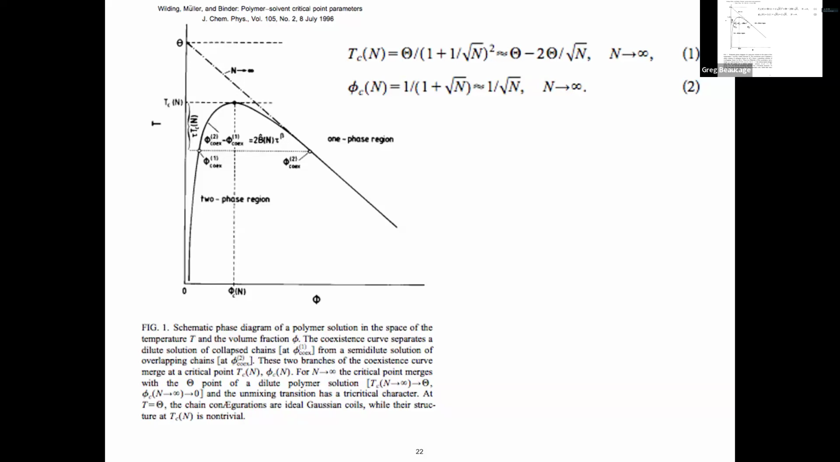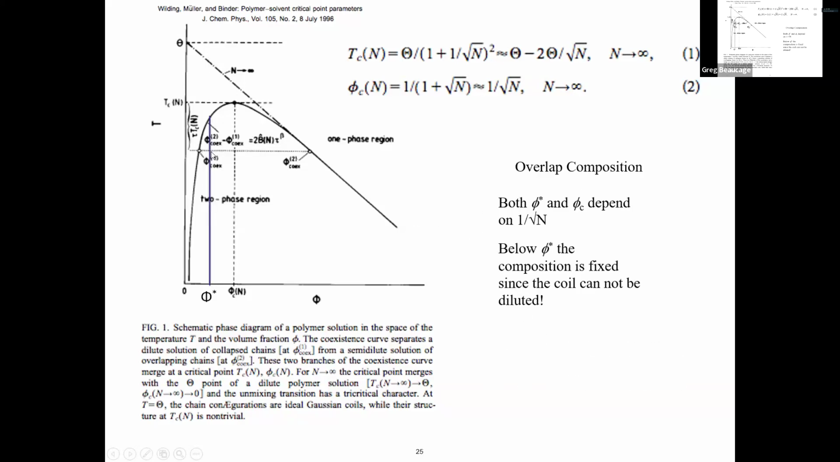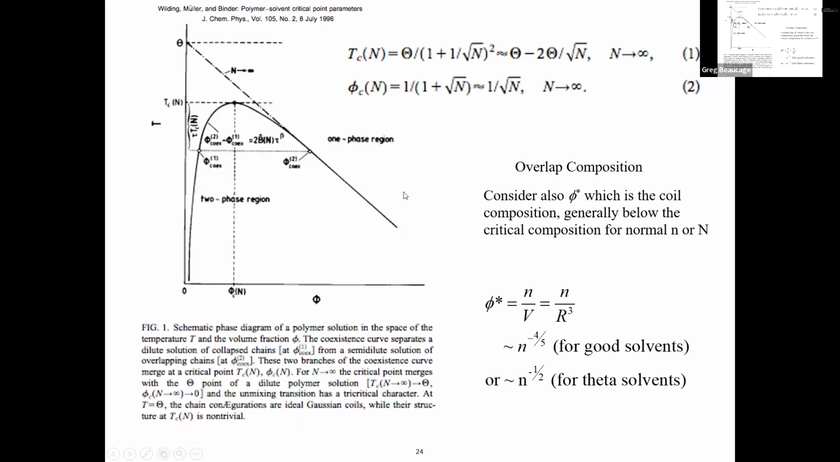Anyway, there are a couple of complications, in fact many. One is the molecular weight dependence of this whole curve. The other is a thing called the overlap concentration. If you take one coil, it has a molecular weight and a size R, with a volume of R cubed. That means there's a concentration that the coil carries around with it.